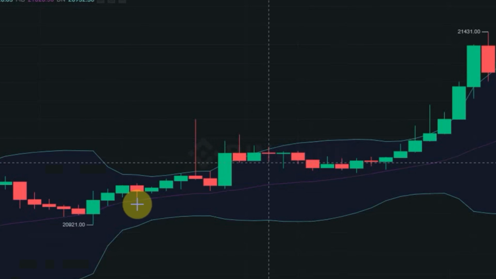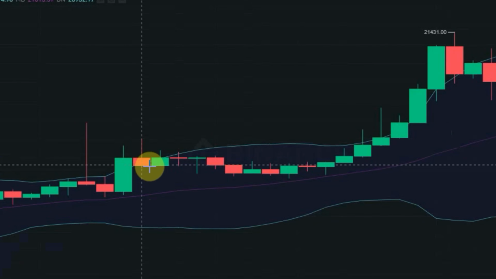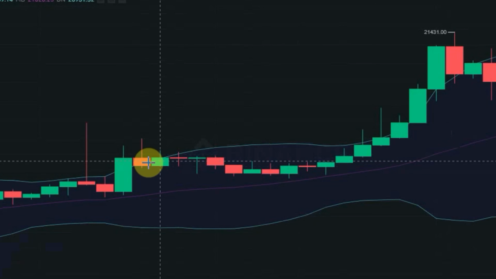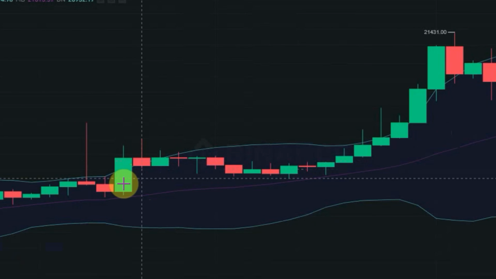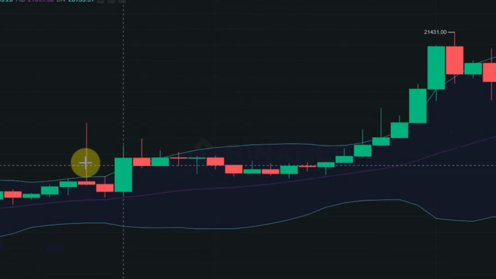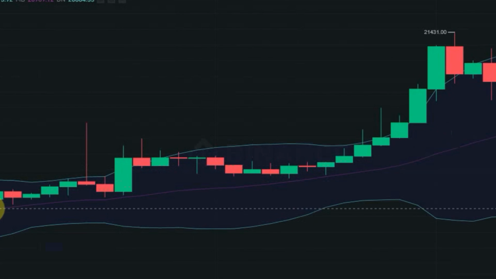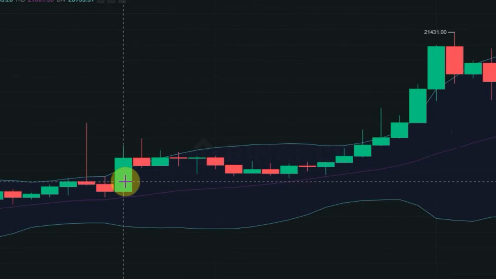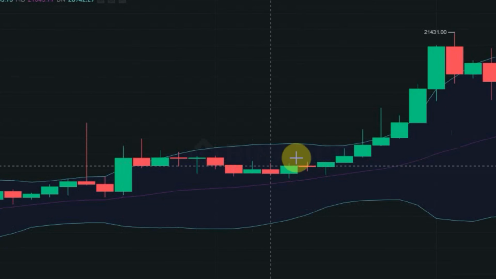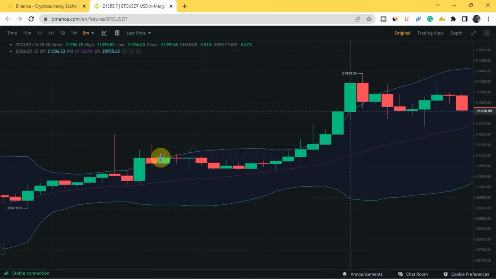Now, let me show you some examples. You can see right here that from this point, if you come backward, the candlesticks have been in the middle of the upper band and the moving average line. From this point, the candlesticks were consistently staying in between these two lines until this point, and then it went out of the band. So you can see that this range right here is showing you a bullish trend.